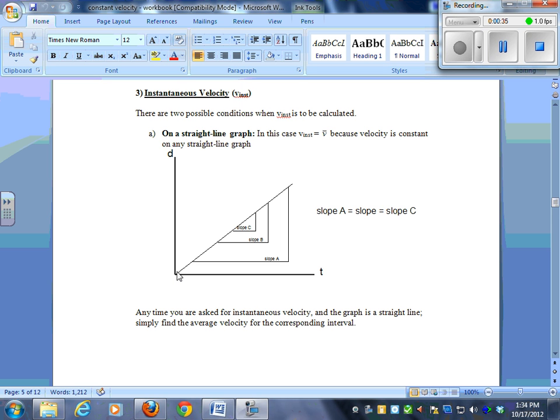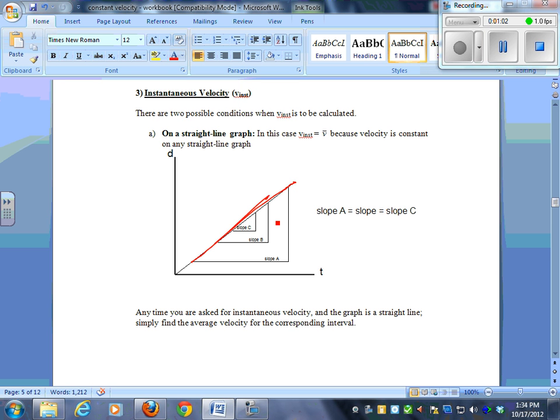The speed there is the same as there, is the same as there, and there, and there, and then there. And over that small interval there, and the small interval there, and the small interval there, they're all the same. So you can pick literally any 2 points you want, find the slope, and that's going to be the instantaneous velocity. Okay, so all you need to do is pick 2 points on the graph, any two, find the slope, that's your instantaneous velocity. Pretty easy, right?